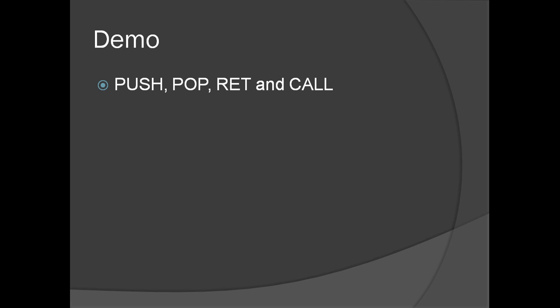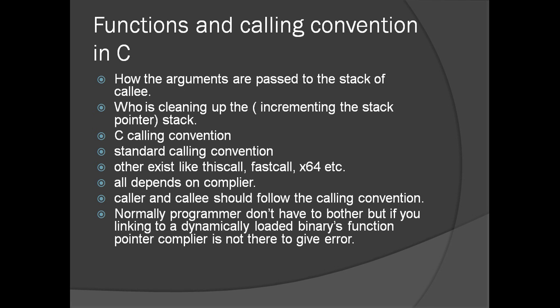So we have seen the push, pop, RET and call instructions. We have also seen the function prologue and epilogue. All our discussion was pretty much x86 specific as well as Windows specific. Now let us see something called calling convention in C. The calling convention decides how the arguments are passed to the stack of the callee, and who is cleaning up the stack. So we have the C calling convention, the standard calling convention, and other calling conventions like thiscall, fastcall, x64, etc. It all depends on the compiler, so calling convention is a compiler-dependent entity.